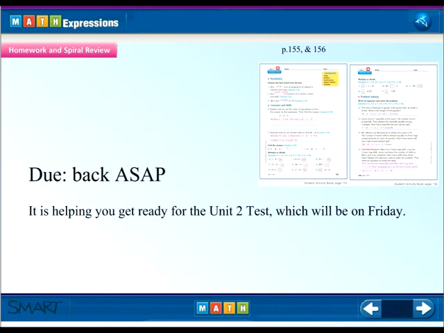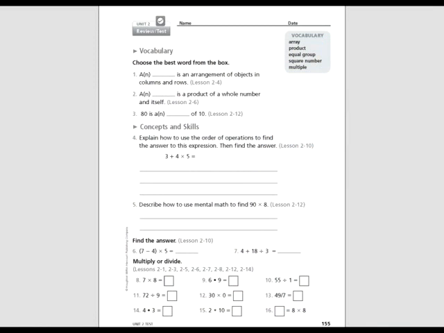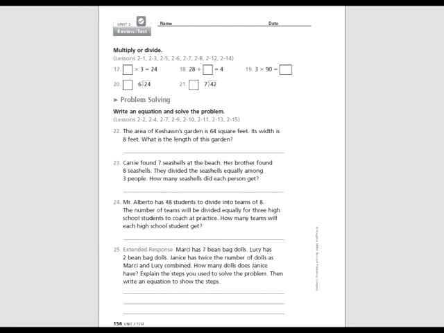That brings us to the end. Remember, this is due back as soon as possible. It is helping you get ready for the Unit 2 test, which will be on Friday. We'll be making sure you get this, but if not, I will also put it on the website so you can be able to print it off. We're going to have the 2 pages with everything that we just went through.